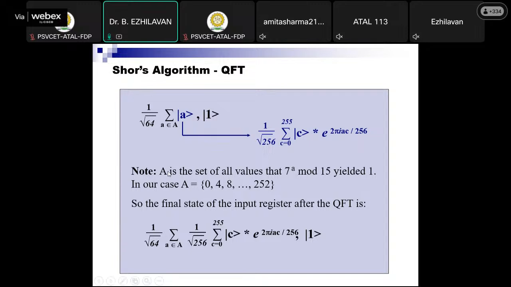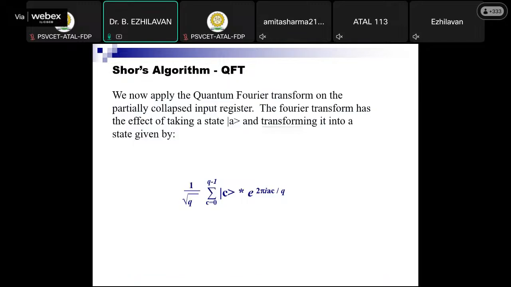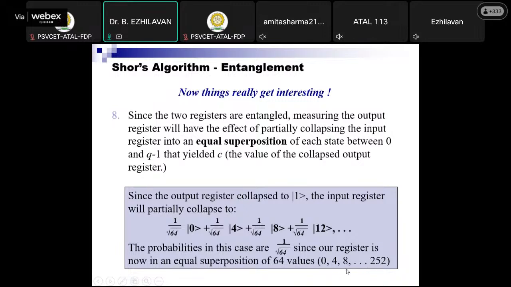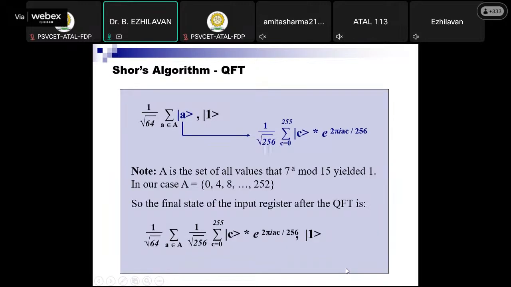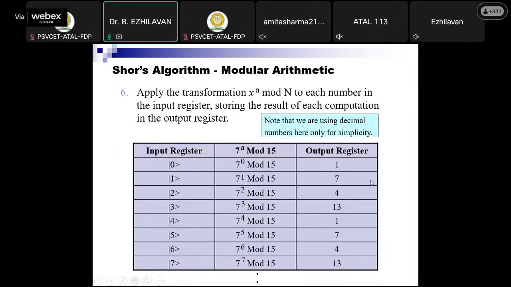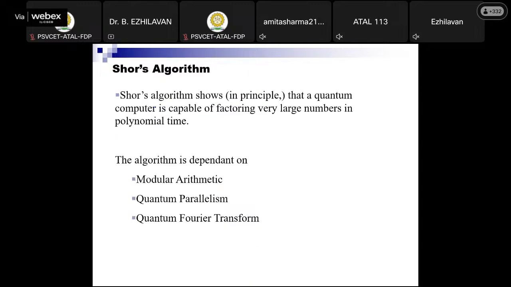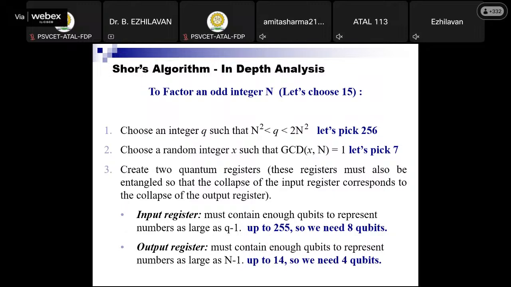Similarly, now A is the set of values for which 7 power A works. What we are using: 0, 4, 8, up to 252, which we mentioned here. And 7 power A modulus 15 yielded 1, which we saw here. See, GCD of x comma n equal to 1.